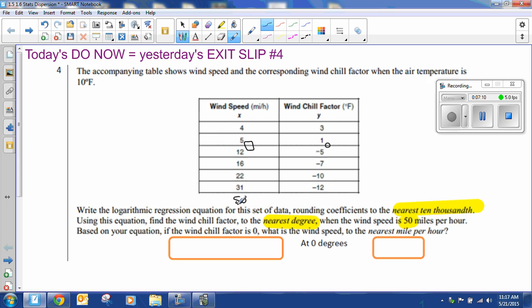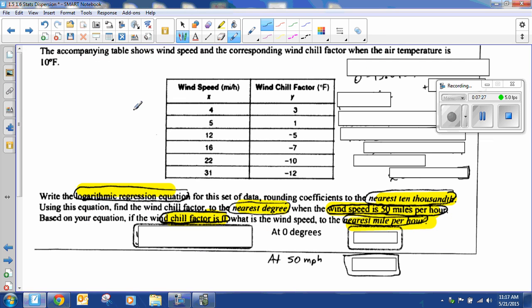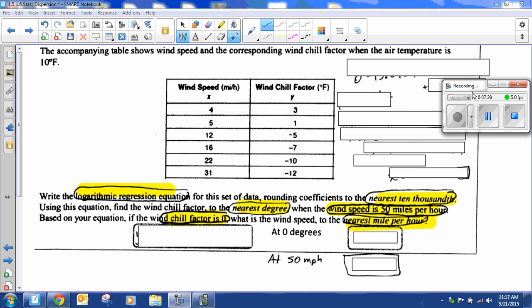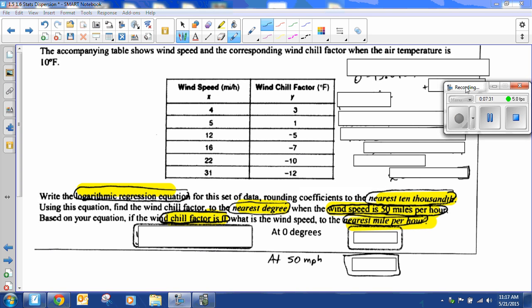Right? And they're giving us 50 miles per hour. What would it feel like? So we're kind of taking turns. Here's your x value, find y. Here's your y value, find x. But first things first, we must plug these into our calculator and find the logarithmic regression.